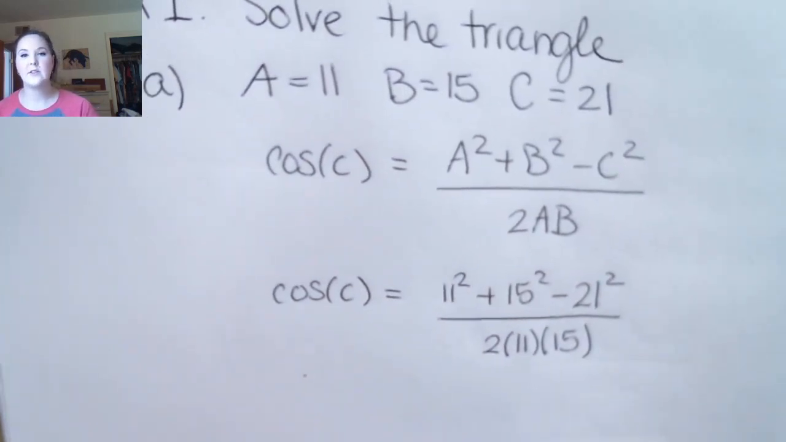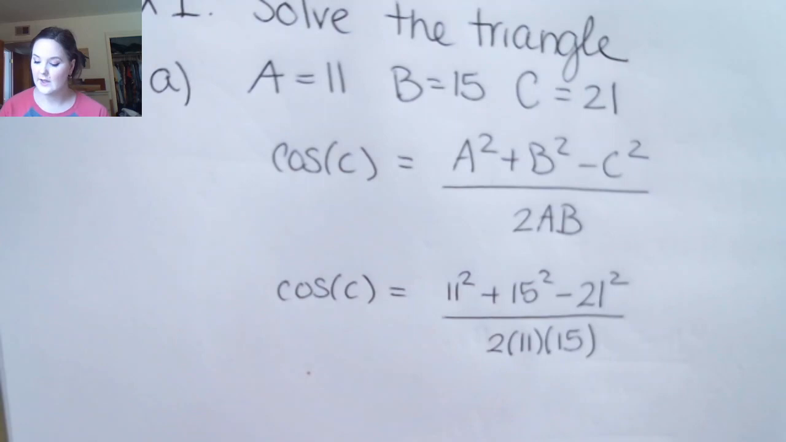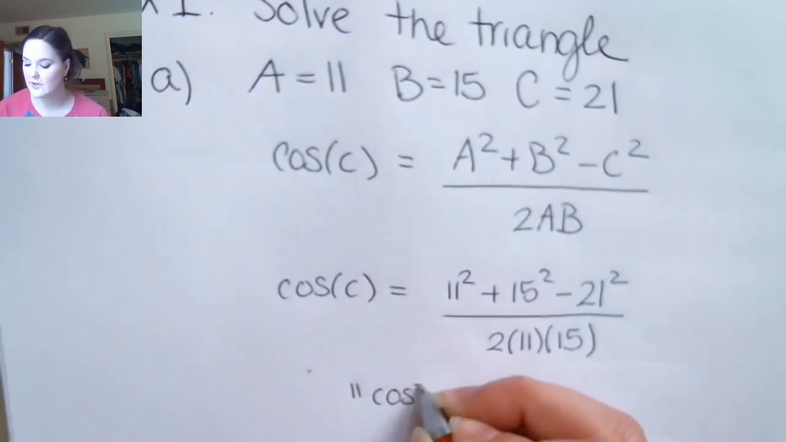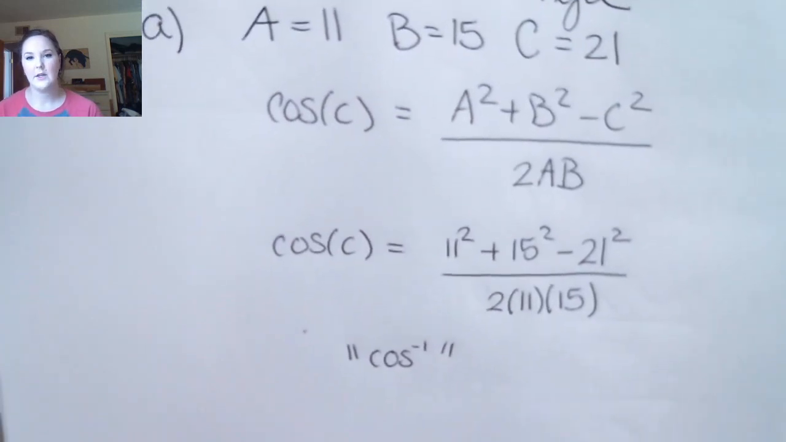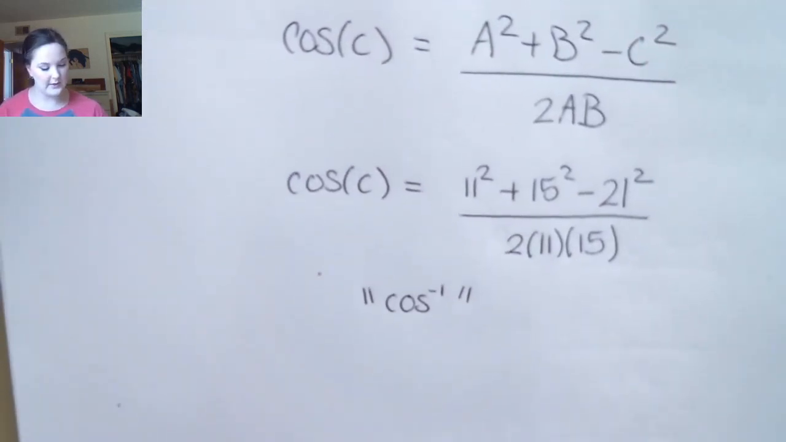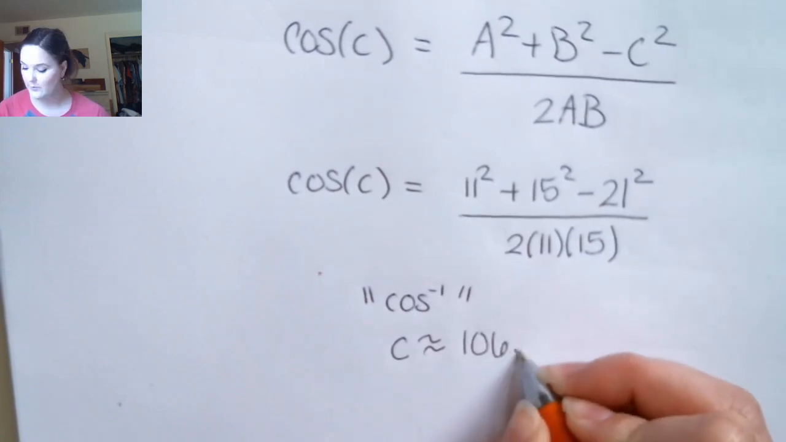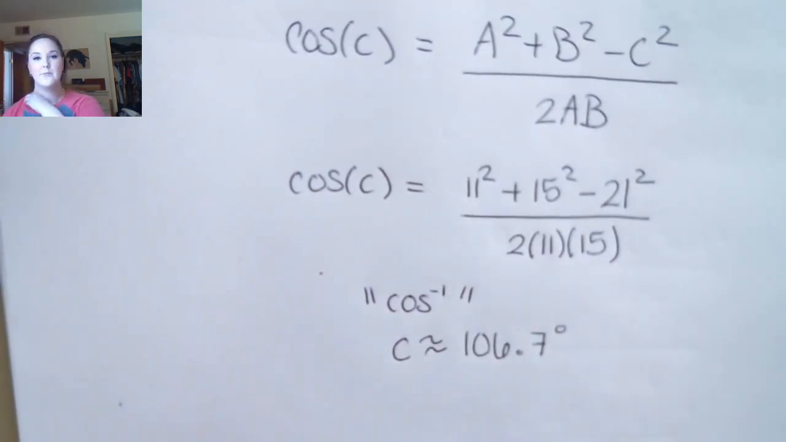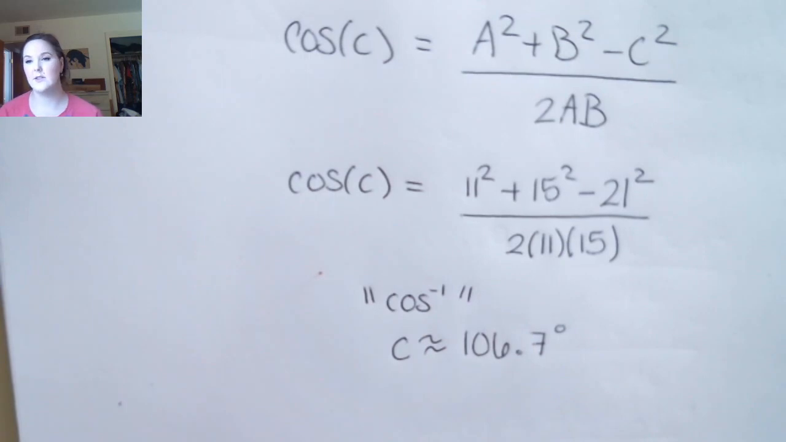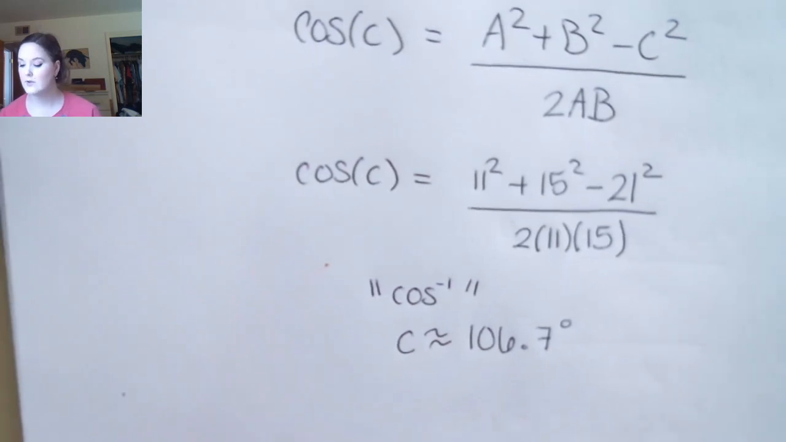Obviously you're going to need a calculator for this, and to find the angle C, remember you'll need this function from your calculator. When you do that, you should get that C is approximately 106.7 degrees. Now we have three sides and one angle. At this point, people usually use the law of sines to continue. You certainly could use the law of cosines two more times to get the other two angles, but people usually switch to the law of sines.